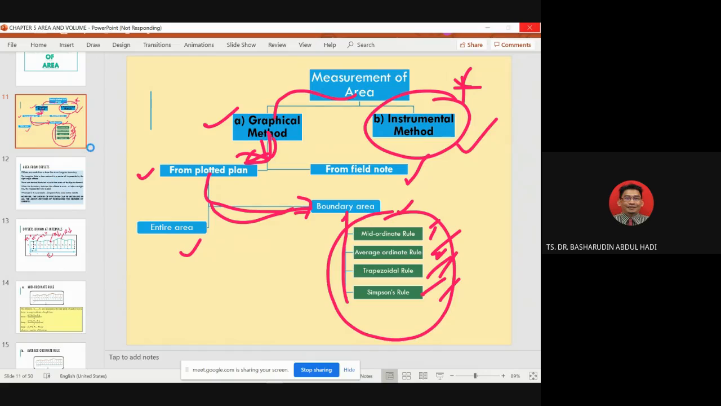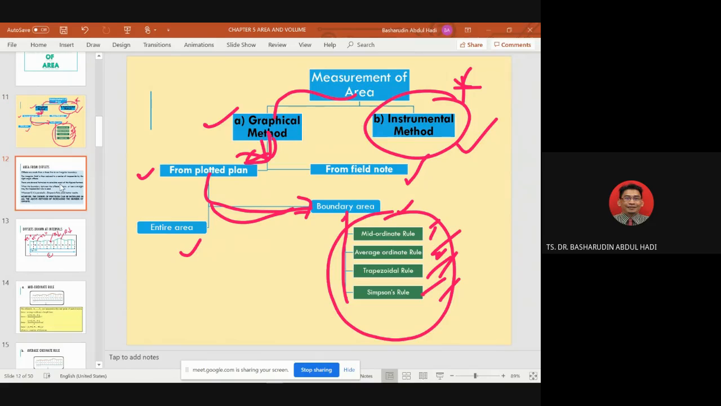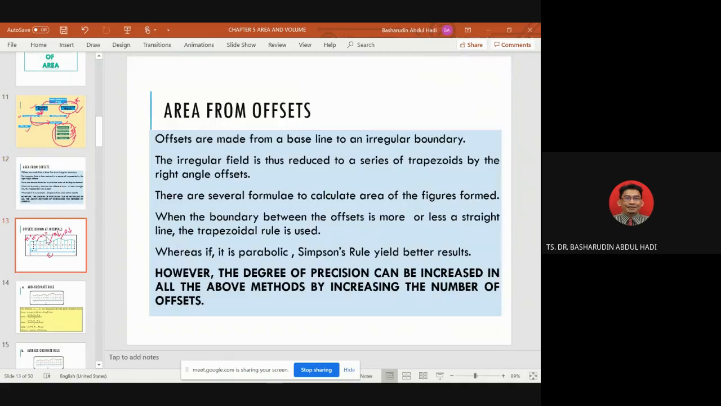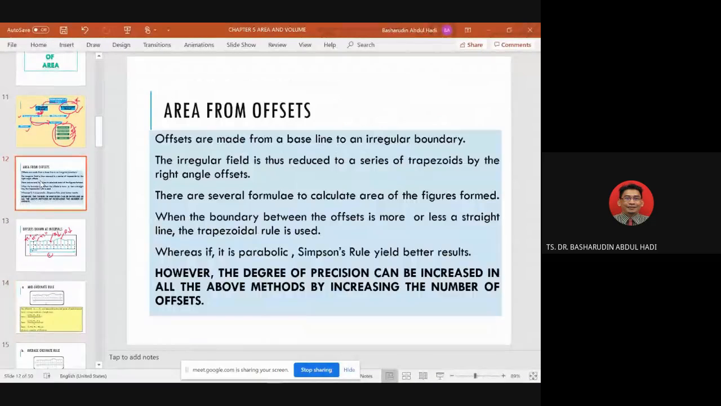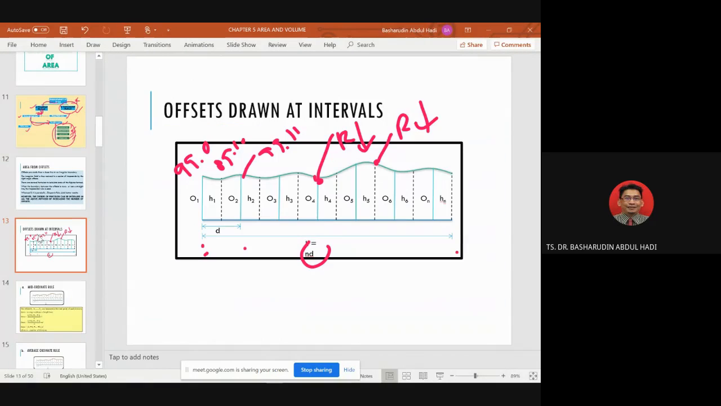the area from offset for the first method. Okay. So you already know this drawing. Now we're going to this area from offset. Offsets are made from a baseline to an irregular boundary. So it shows like this. The straight line, because this one is the datum, right? Going to one point from the irregular line.